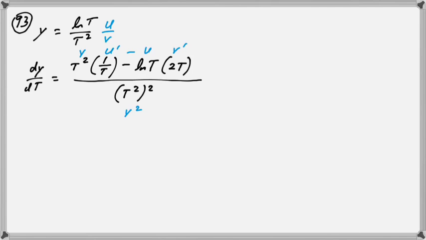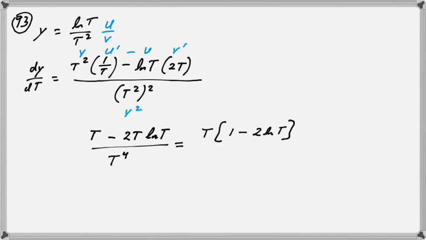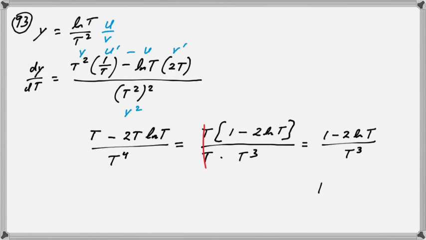So what happens here? What's t squared over t? Is that just a t minus 2t ln of t, all over t to the fourth? Can you factor a t out of the top? If you did, you'd have this. If you factor a t out of the bottom, you'd have that. And it allows the t's to cancel. So one answer might be 1 minus 2 natural log of t over t to the third. Another answer might be this.